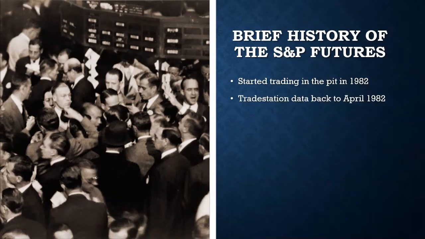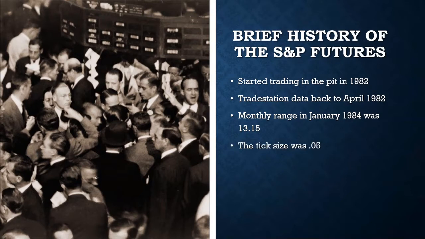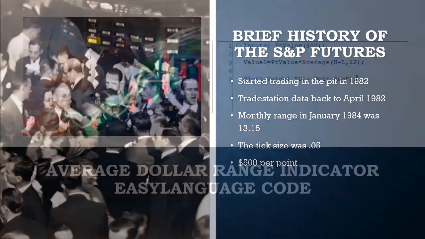TradeStation data goes all the way back to April 1982 for the S&P futures. And the monthly range in January of 1984 was 13.15 points. So imagine that. The daily ranges are bigger than that now. The tick size on the S&P futures was 0.05. Now on the E-minis it's 0.25. And it's $500 per point. So every time the S&P went from, say, 500 to 501, that was $500 of profit or loss, depending on your position in that market.